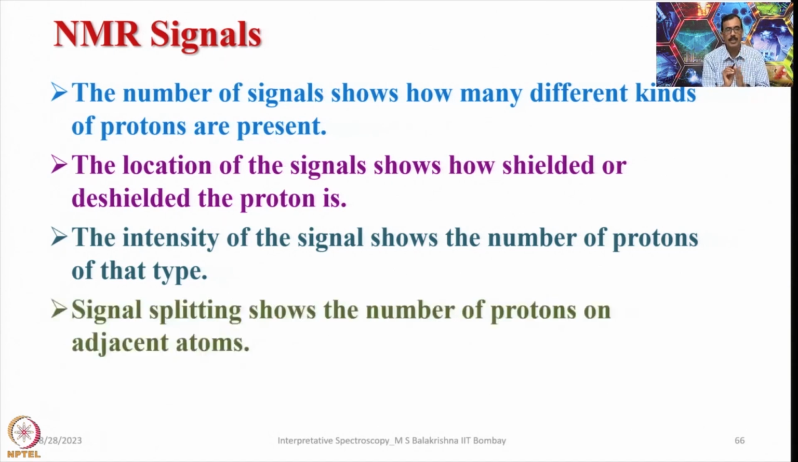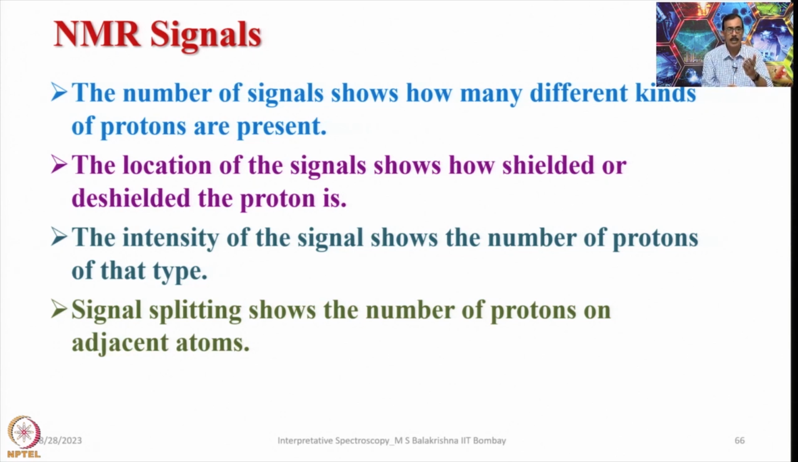The signal splitting shows the number of protons on adjacent atoms. Now, where they are located: after identifying the groups, the relative positions of those groups in the molecule are very vital to understand the whole molecule. In that case, what happens? The signal splitting shows the number of protons on adjacent atoms, so that would indicate where exactly they are located. So all this information comes from NMR signals.